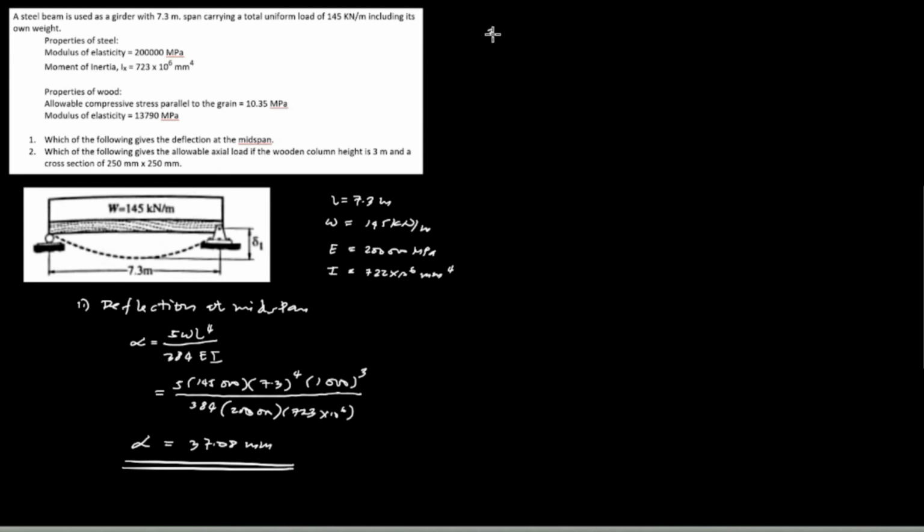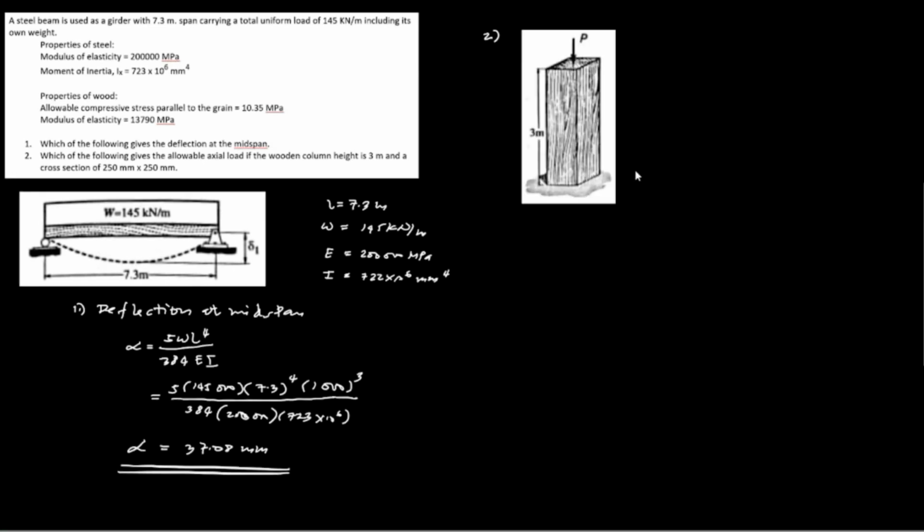Number 2. Which of the following gives the allowable axial load if the wooden column height is 3 meter and a cross section of 250 millimeter by 250 millimeter? So this is the column, and we have the axial load P with a cross section which is 250. This is 250, and this is also 250 millimeter.